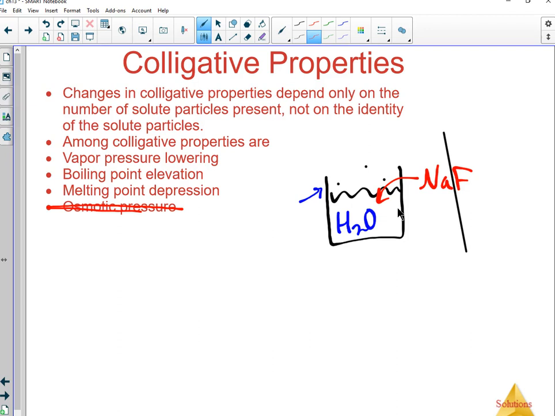Changes in colligative properties depend only on the number of solute particles present, not on the identity of the solute. So I could add NaF or NaCl or KCl or whatever. We don't care necessarily what's in here. We care about how many of them are in there. The colligative properties are vapor pressure lowering, boiling point elevation, and melting point depression. Osmotic pressure is no longer required, so we don't discuss it, but it does have a great deal to do with osmotic pressure, which you may have learned in AP Bio.